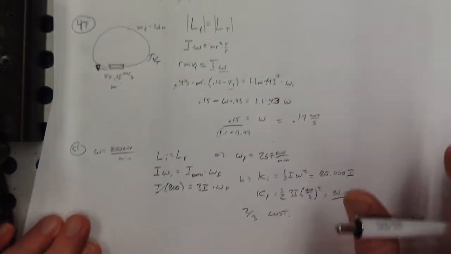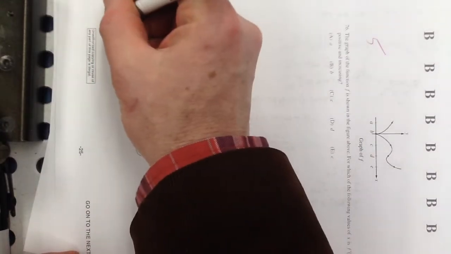Number 55. Looks like I have some room here on this sheet. 55 is on the next page.